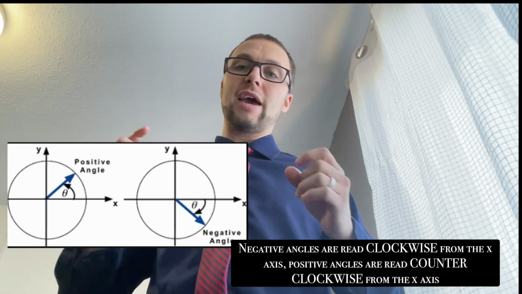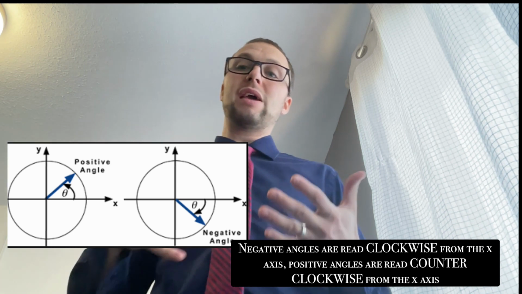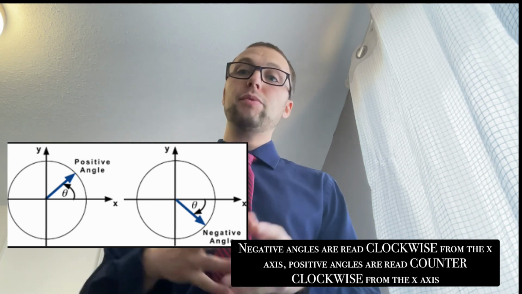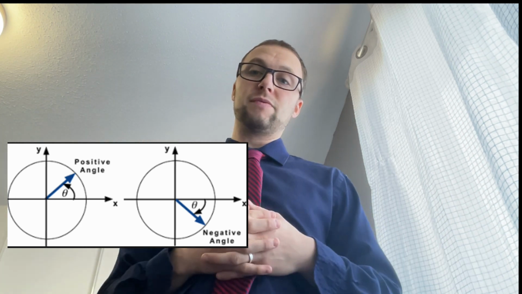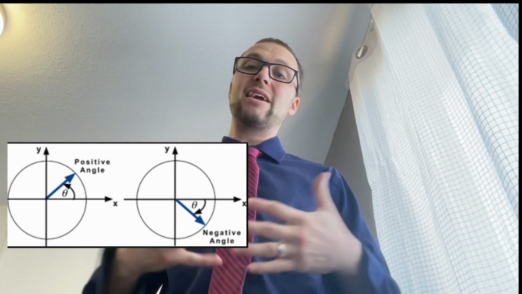When we read an angle counterclockwise to the x-axis of 0, then that would be a positive angle measure. When we read the angle clockwise from the x origin of 0, then it is a negative angle.